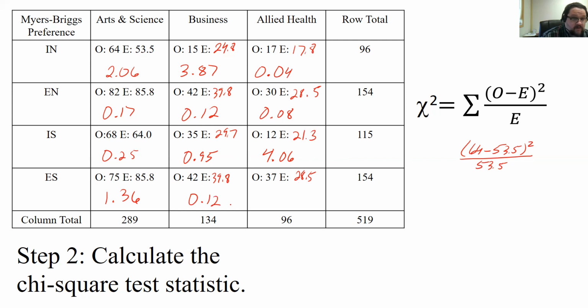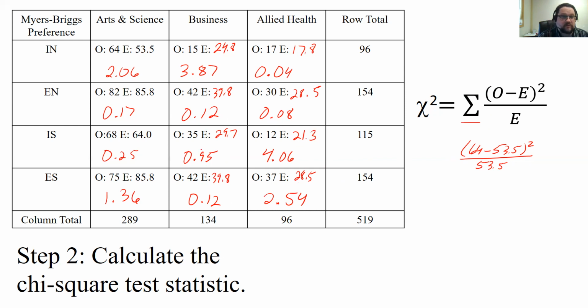Okay. Almost got confused because the two E's for that are the same, but okay, numbers are the same, so that happens. 37 minus 28.5 squared divided by 28.5. So this is 2.54.